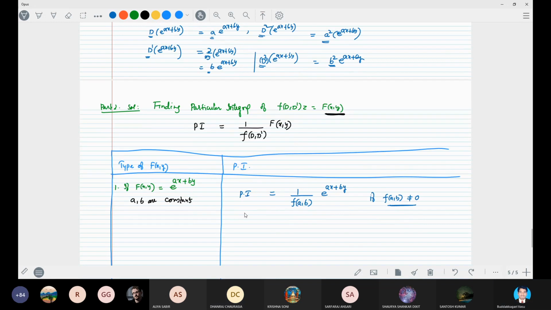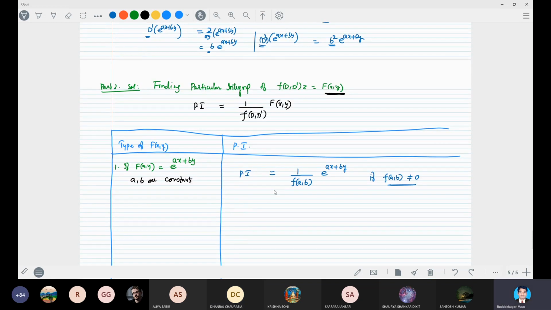Yes, sir. So replace D by small a and D dash by small b in f of D comma D dash. We will get f of a comma b. If f of a comma b is not equal to 0, this is the particular integral.